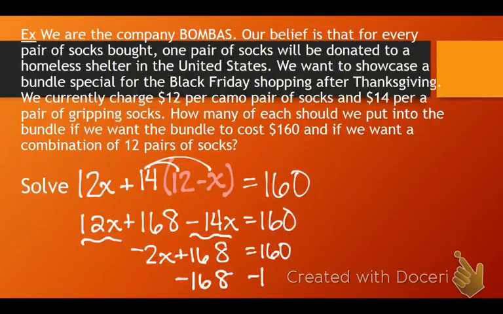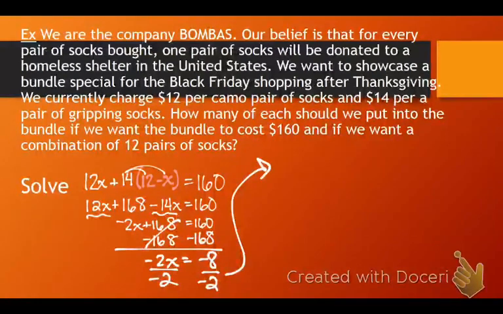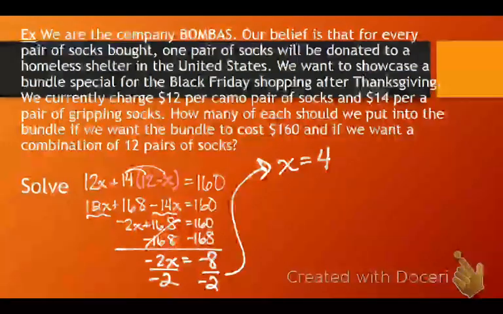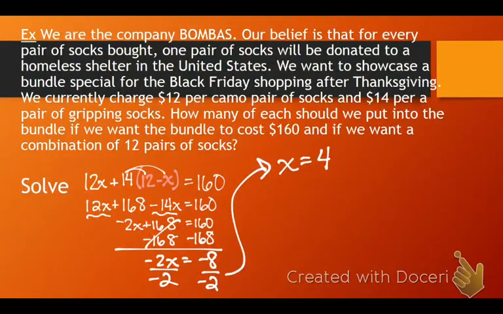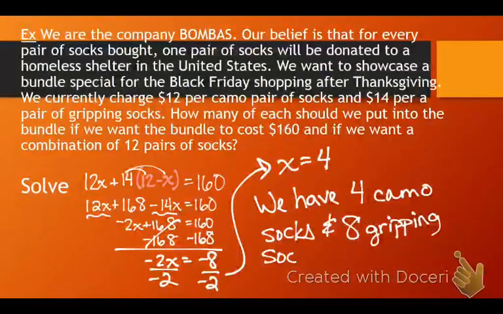Take away 168 on both sides. And so negative 2x equals negative 8. Divide by negative 2. We're looking at x being a 4. So wait a second. If x is 4, what did we define x as? So we have 4 camo socks. And then if we have 4 camo socks, that means because there are 12 pairs of socks within a bundle, then that means 8 gripping socks in this bundle.